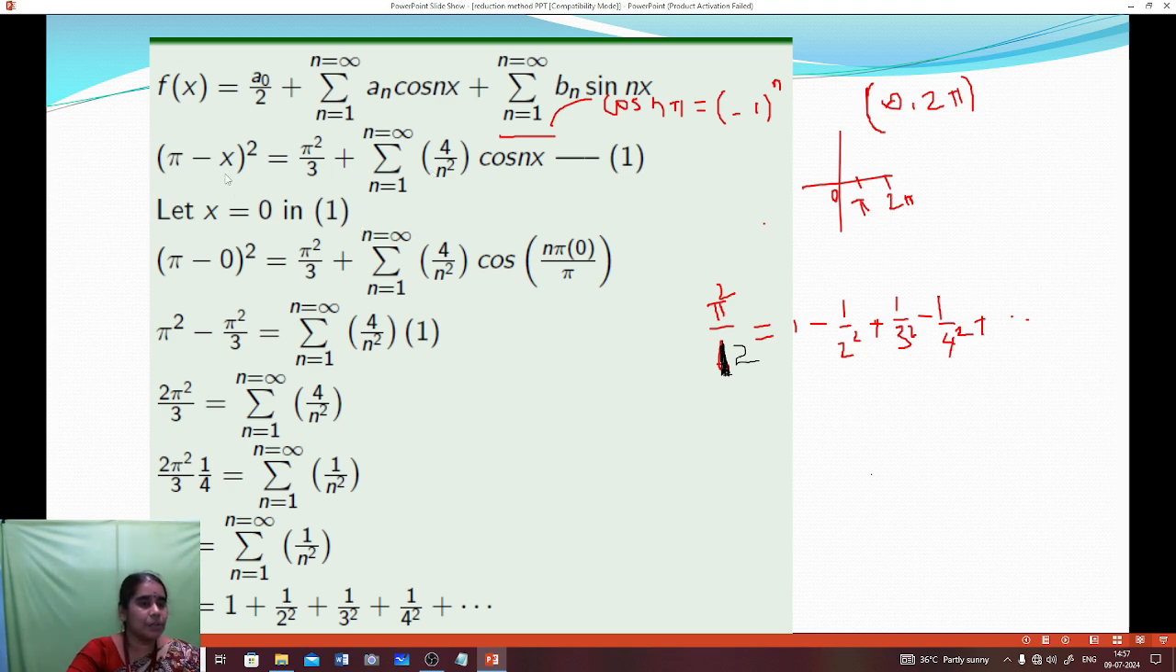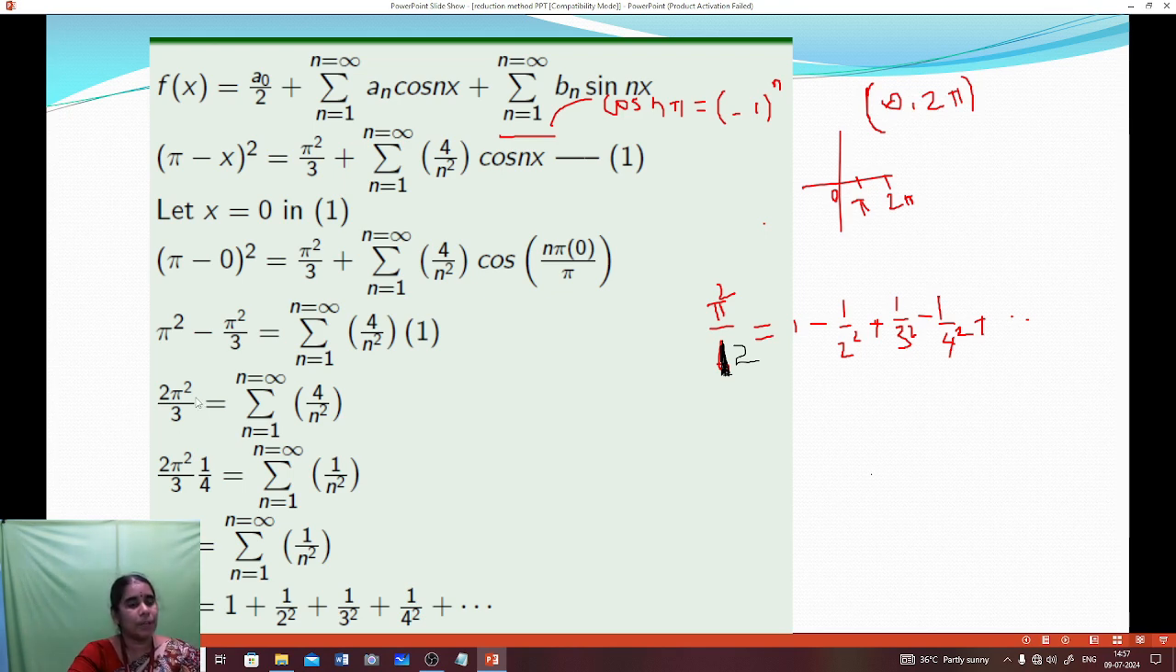On substituting x equal to 0, the equation reduces to (pi minus 0) the whole square equal to pi square by 3 plus summation n equal to 1 to infinity 4 by n square cos 0. We know the value of cos 0 is 1. So (pi minus 0) the whole square is pi square. Pi square by 3, on crossing the equal to, becomes minus pi square by 3. On solving, pi square minus pi square by 3, taking LCM, 1 minus 1 by 3, it takes 2 by 3.